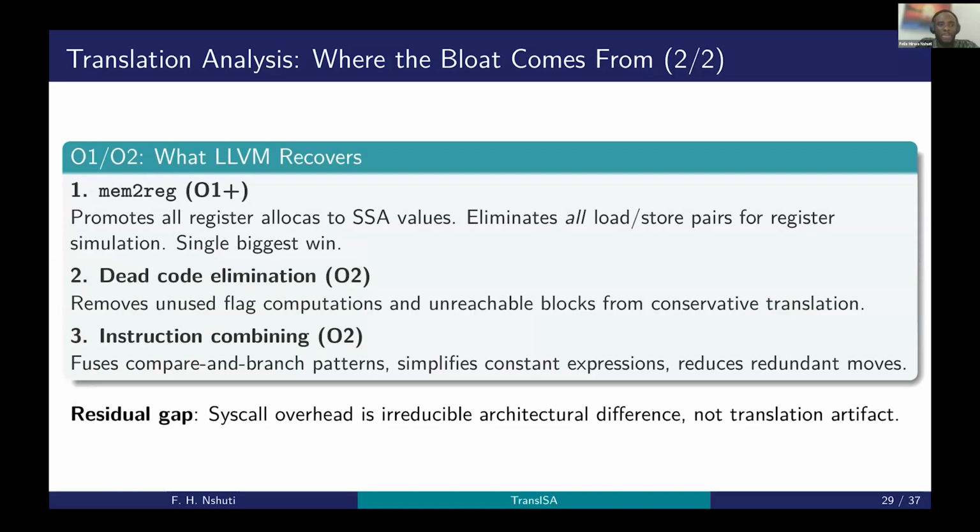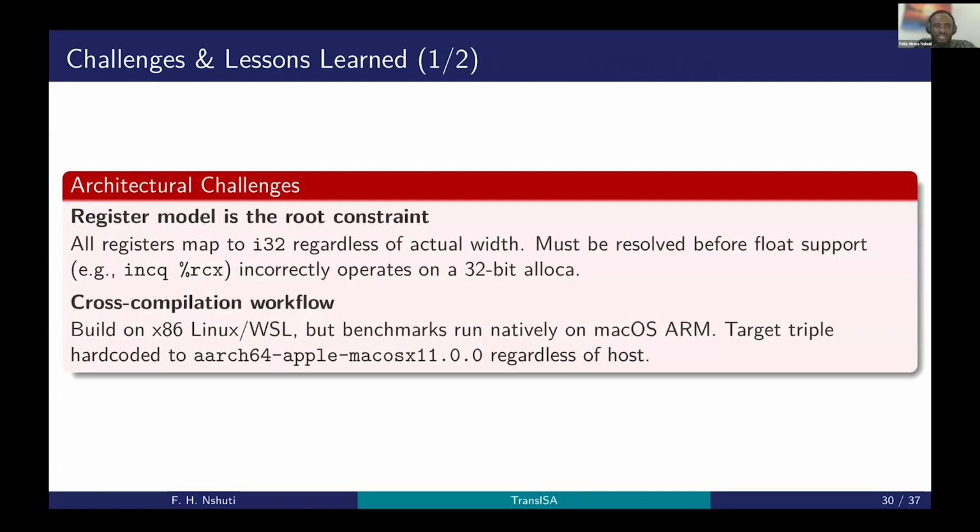ARM-based ISA. Then we've seen that the optimization will reduce that bloat, and the system call is something that we are not able to handle for now. So the overhead of system calls still persists even after the optimization passes.